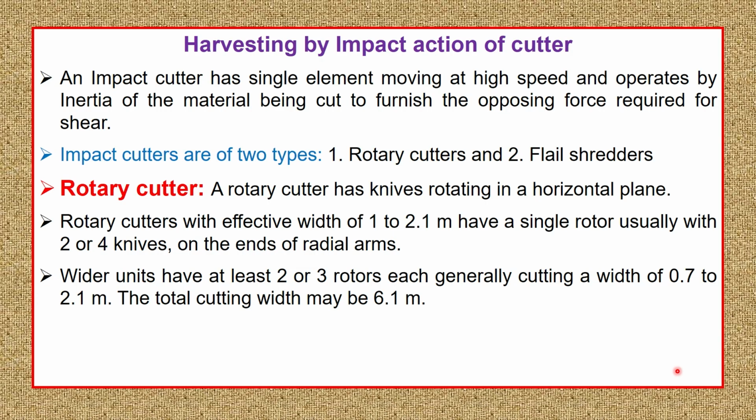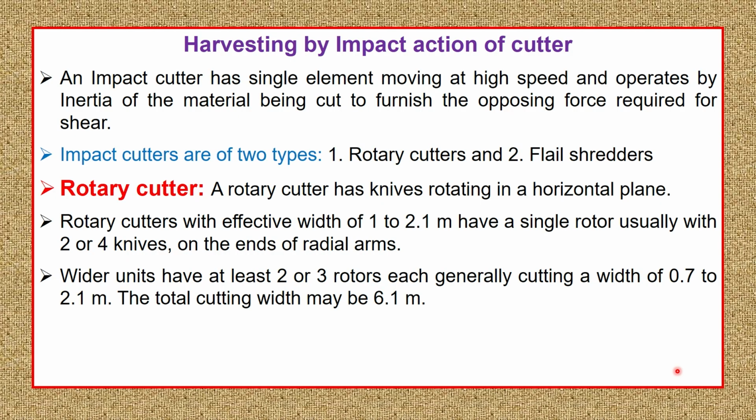Any impact cutter has a single element which is moving at high speed, and it operates by the inertia of the material being cut, and to furnish the opposing force required for shearing. Whenever any plant resists the high velocity moving tool, it will undergo cutting, because it uses its inertia to oppose or resist the movement of that high velocity element. Because of that, it will be cut into pieces.